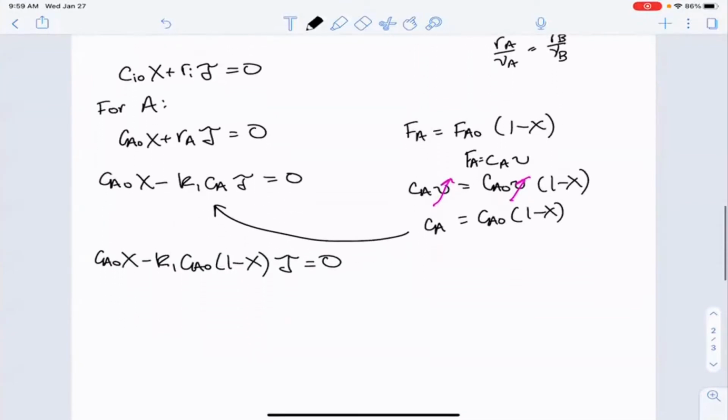And from here, there are multiple ways that we could solve this problem. So sometimes we don't know the conversion, but we know the residence time. Sometimes we know the conversion, we don't know the residence time, right? So every once in a while, you know one, you don't know the other one. In this problem, we know the conversion, we don't know the residence time. So let's solve for that. And if you do, you can find that tau equals X over k1 times 1 minus X, okay? So that's one solution to this equation if you know conversion and you're looking for the residence time.